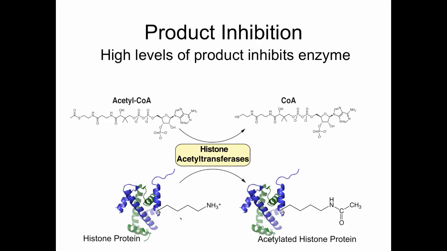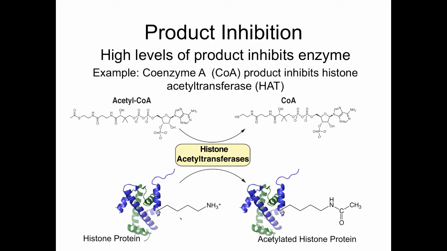Product inhibition is when high levels of the product of the enzyme inhibit the enzyme. For example, coenzyme A, which is a product of an enzyme called histone acetyltransferase, can inhibit the enzyme activity. So histone acetyltransferases are enzymes that bind acetyl-CoA and proteins called histones as substrate. The histone acetyltransferase catalyzes chemistry where it transfers the acetyl group onto the side chain lysines of histone protein. So the acetyl group is attached to the lysine of the protein, forming acetylated histone protein and coenzyme A.